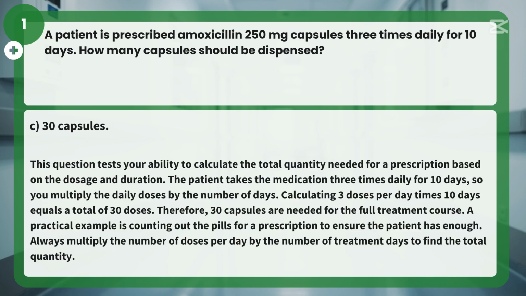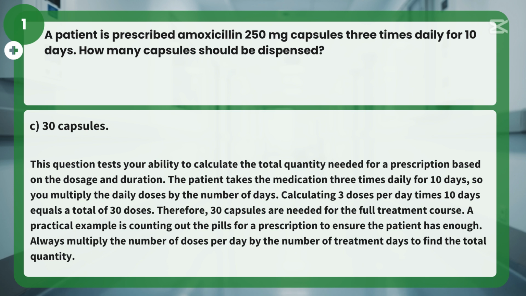Answer: C. 30 capsules. This question tests your ability to calculate the total quantity needed for a prescription based on the dosage and duration. The patient takes the medication 3 times daily for 10 days, so you multiply the daily doses by the number of days. Calculating 3 doses per day times 10 days equals a total of 30 doses. Therefore, 30 capsules are needed for the full treatment course.